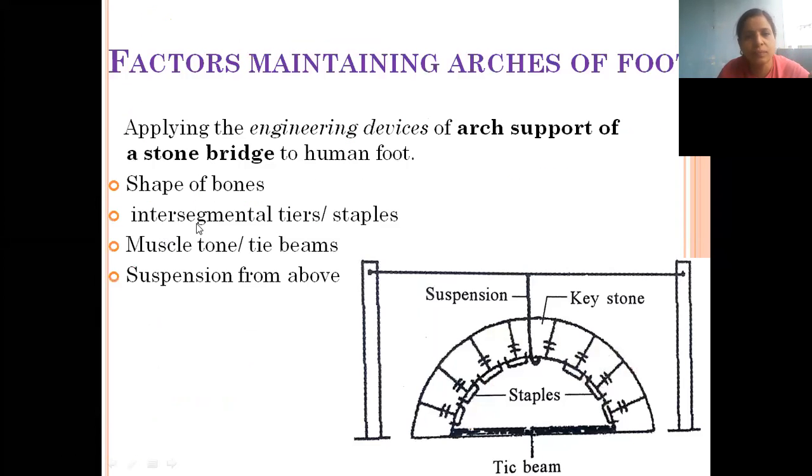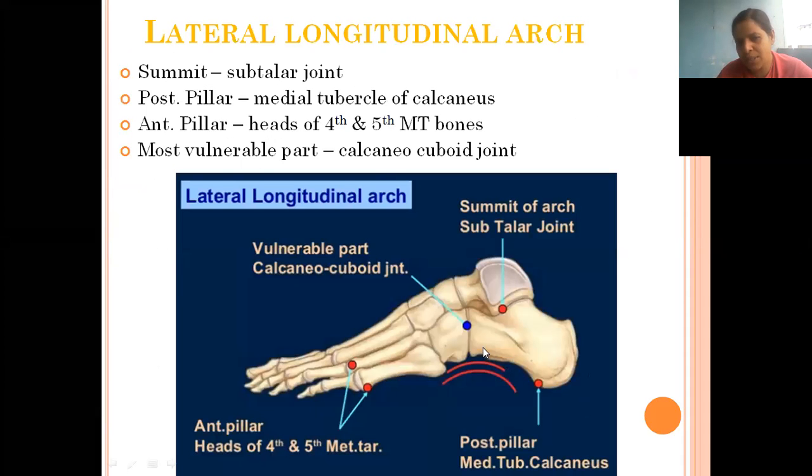Then what are the factors which maintain these arches of the foot? How is it that the bones are not directly going and touching the floor? What is making them avoid direct contact with the floor? See, engineering devices have actually been devised on the arch mechanism of the foot. If you observe the shape of the bones, no bone is flat. You can see they are very irregular, wedge shaped bones. One has some shape, the other has some other shape. No bone is flat or rectangular or square to rest on the ground.